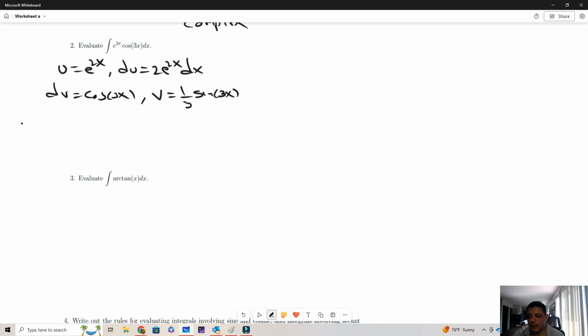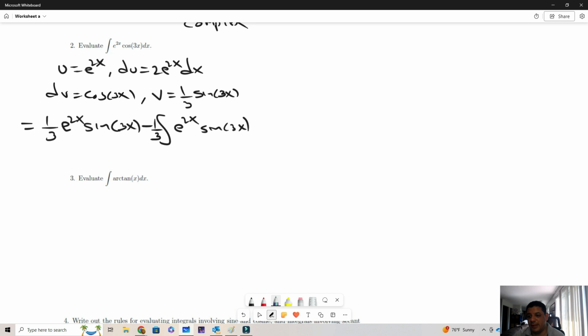And when you do the u times v minus integral of v du, you find yourself with 1/3 e to the 2x sine of 3x minus the integral of v du. Notice that this integral of e to the 2x sine of 3x is the same level of complexity as this integral. You're kind of trading the sine for the cosine, so it doesn't seem like you're making a lot of advancement. But what we have to do here is go back again and do parts for this integral.